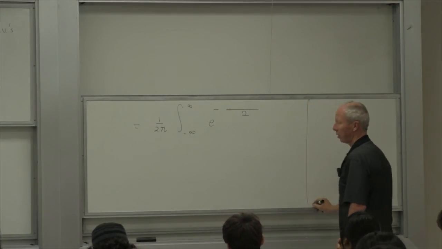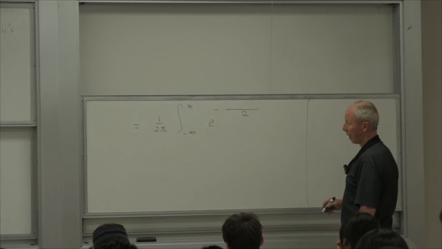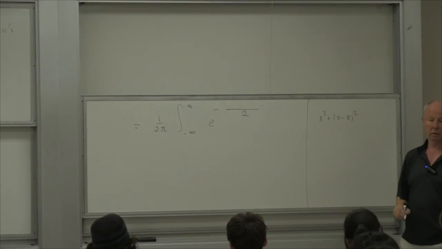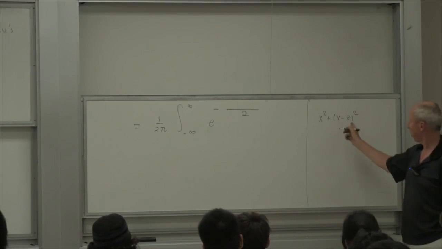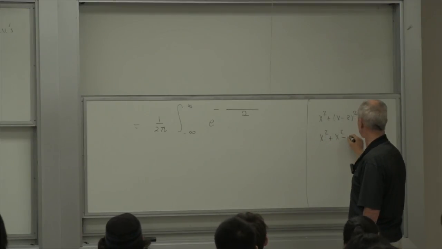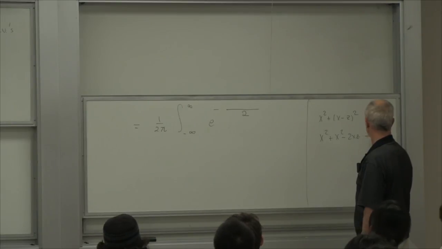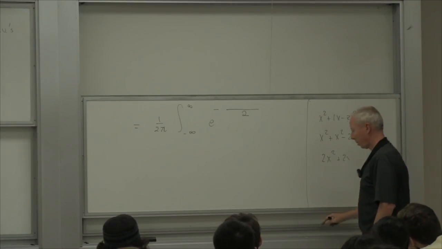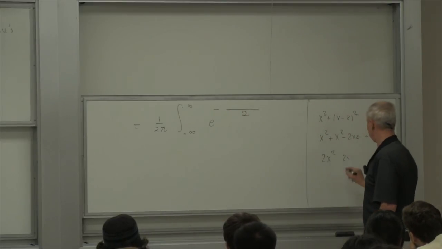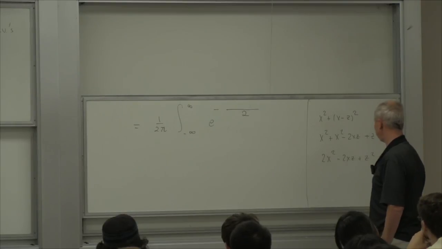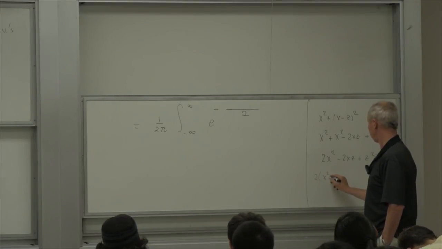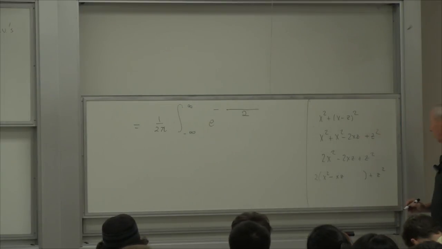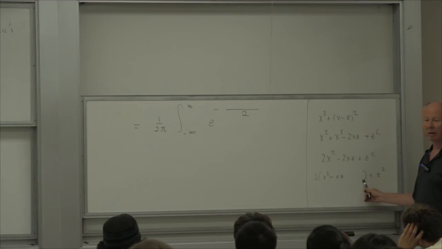Over here, I'm going to get rid of the minus sign and the half. I'm just going to look at x squared plus x minus z squared. Let's multiply this out. It becomes that. Add the x squared terms together. I get that. I'm going to factor out the 2 here, and in this term, I'm going to complete the square.